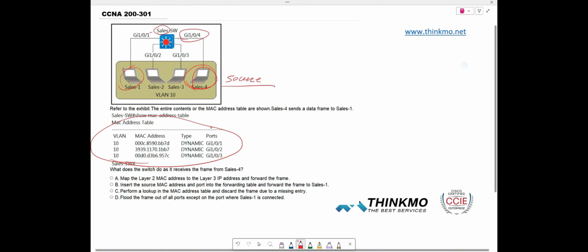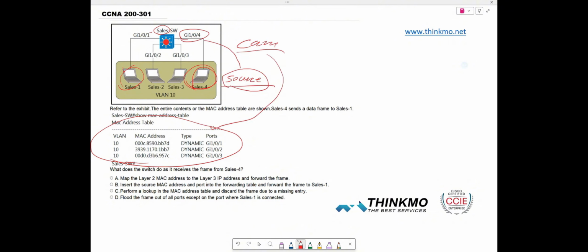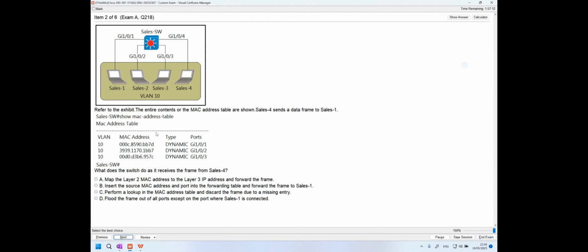And add both the source address and the corresponding interface to the MAC address table. It is called adding to the CAM table, which means adding it to the MAC address table. So the correct answer to this question is B. Let's look at the correct answer. Yes, it's B.